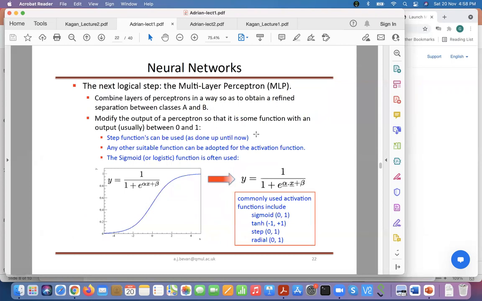So we use this so-called sigmoid function. So let's see that. I have half an hour more.